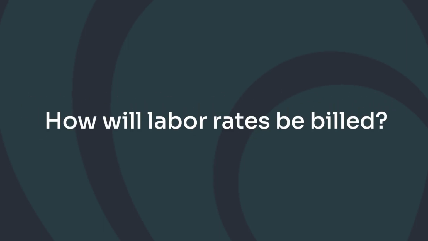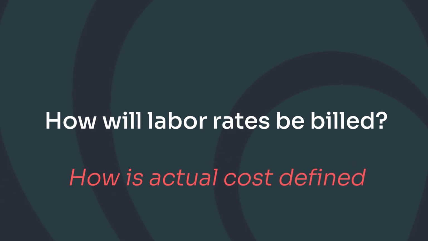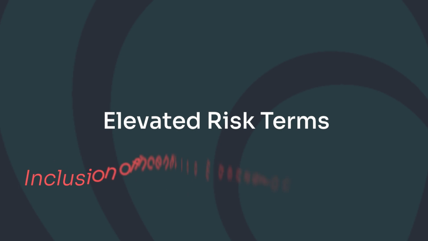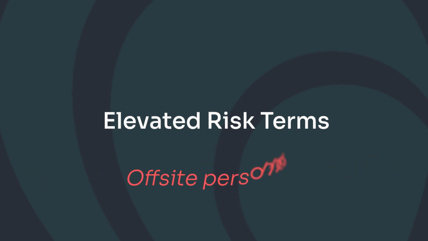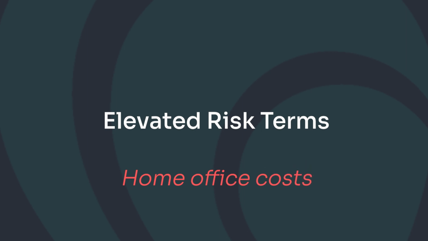Other things you should be looking for in your contract are, how will labor rates be billed? If it states that they'll be billed at actual cost, how is that cost defined? Additional labor-related terms that elevate risk are the inclusion of incentive compensation, off-site personnel, and home office costs. These are normally considered overhead costs and should be excluded from the labor burden.